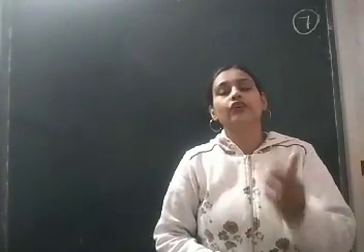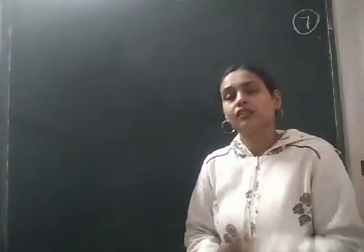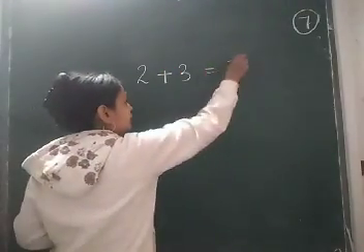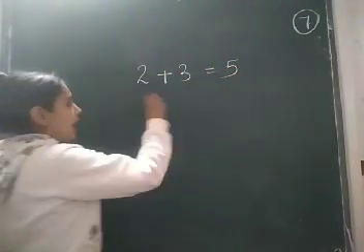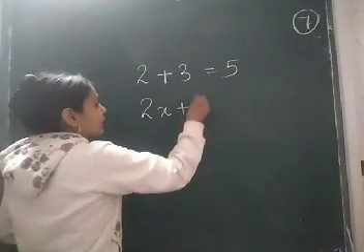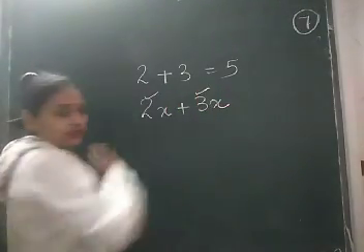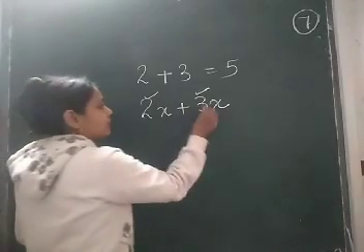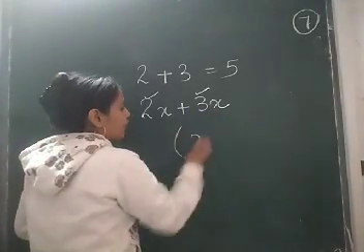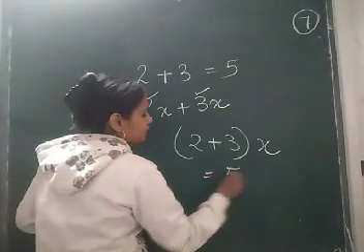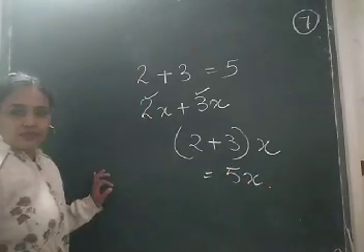How do we add two terms in an algebraic expression? Very simple. How do we add two numbers? 2 plus 3 gives us 5. Similarly, we add two expressions. That means we add the constant values. 2 plus 3 becomes 5. So actually it is like this: 2x plus 3x gives us 5x.